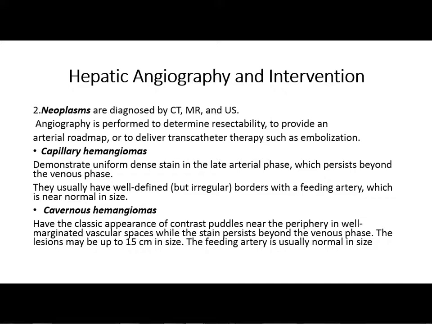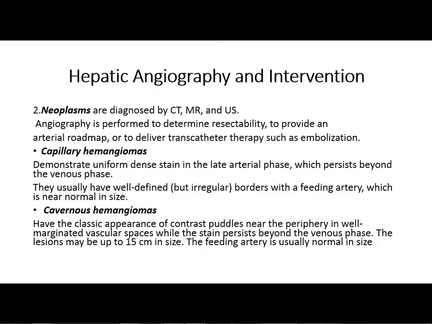Neoplasms are diagnosed by CT, MRI, and ultrasound. Angiography is performed to determine resectability, to provide an arterial roadmap, and to deliver transcatheter therapy such as embolization. Capillary hemangioma demonstrates uniform dense stain in the late arterial phase, which persists beyond the venous phase. They are usually well defined but with an irregular border, with a feeding artery which is near normal in size. Cavernous hemangioma has the classical appearance of contrast puddles near the periphery in well-marginated vascular spaces.